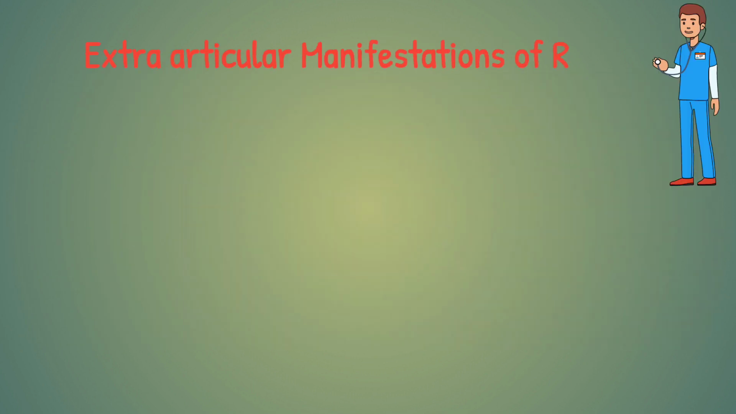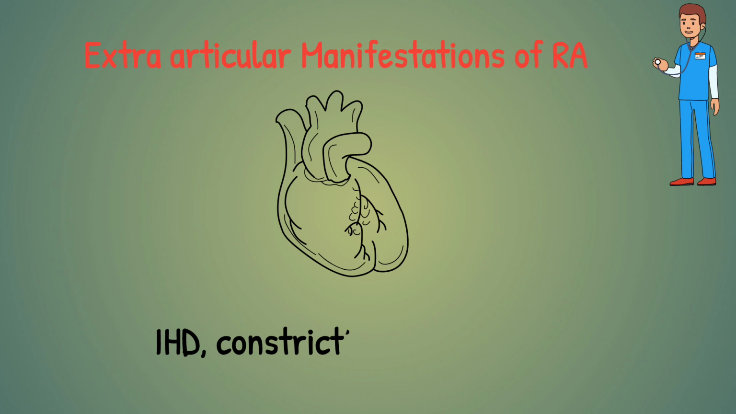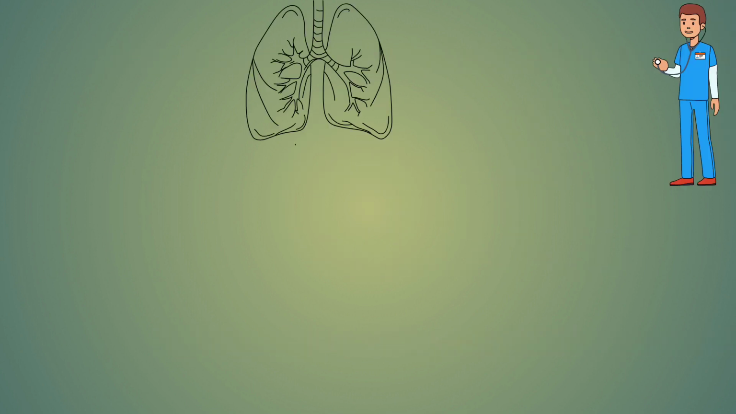Now, extra-articular manifestation of rheumatoid arthritis. Cardiac manifestation: ischemic heart disease can be caused by it. Constrictive pericarditis can be caused by it. And ischemic heart disease is the most common cause of death in these patients.